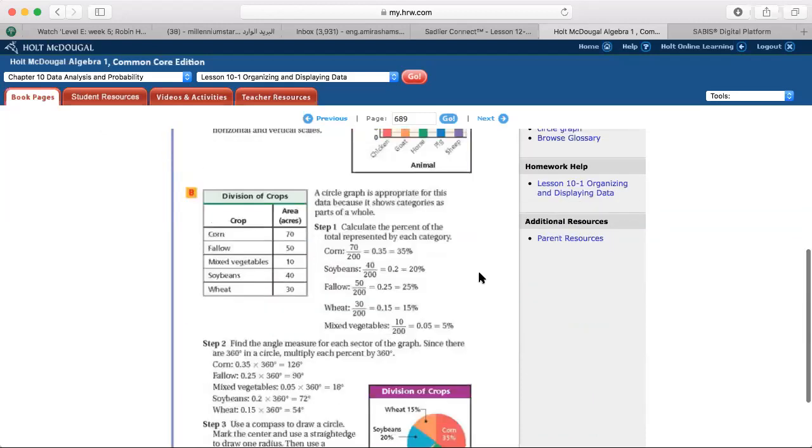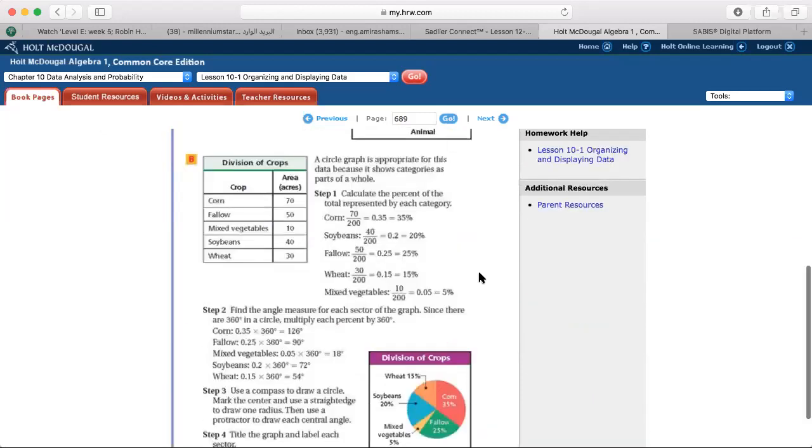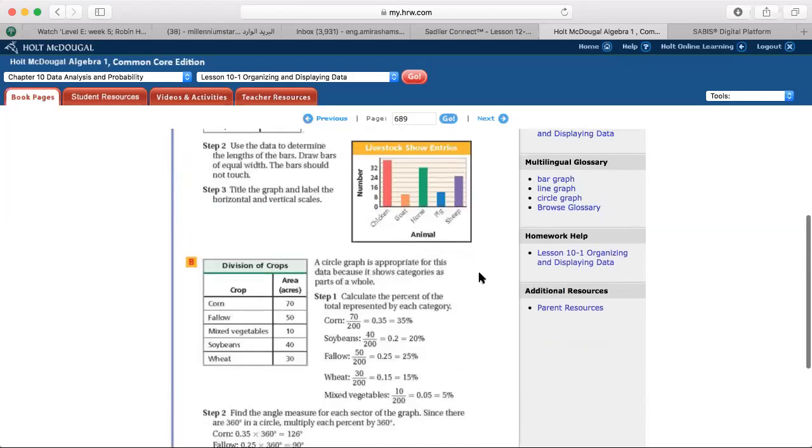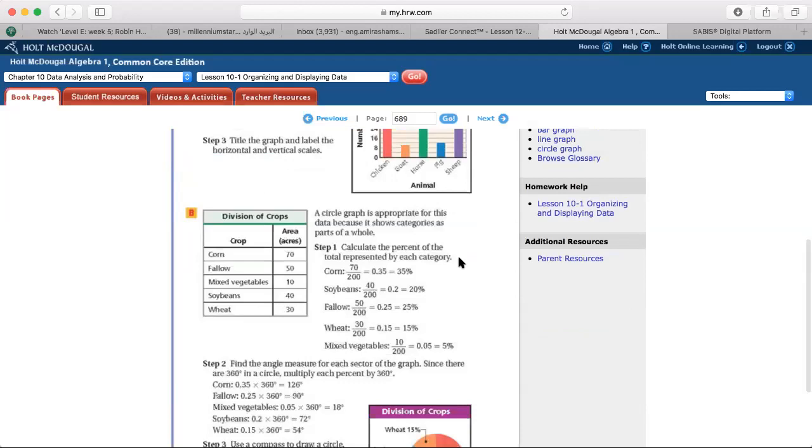Okay, I will start with B, then I will go to A. B. Okay, division of crops. The crop: corn, fallow, mixed vegetables, soybeans, and wheat. And the area of them.